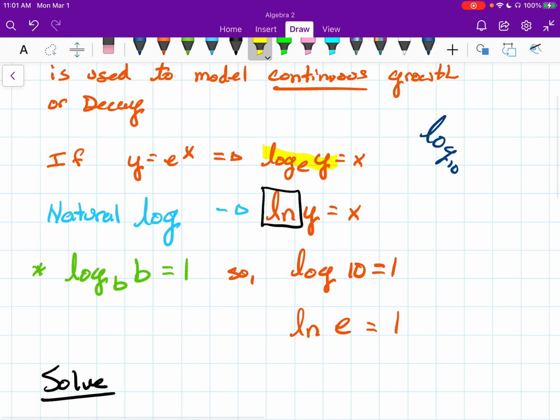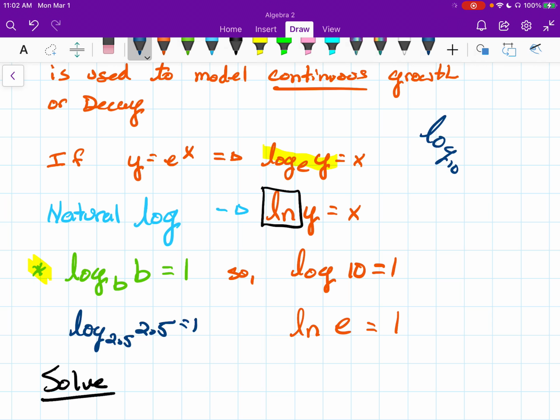Something that you might have picked up on while doing your homework is anytime you have log base b of b, that's equal to 1, right? So you could say you've got log base 2.5 of 2.5 or log base 10 of 10. Those are all equal to 1. Whenever the base and the piece inside the log is the same, it's equal to 1.